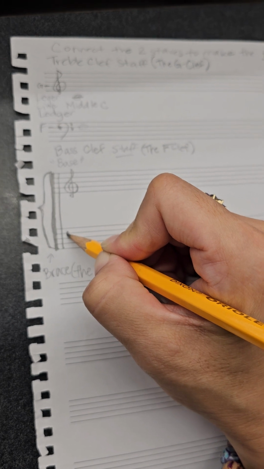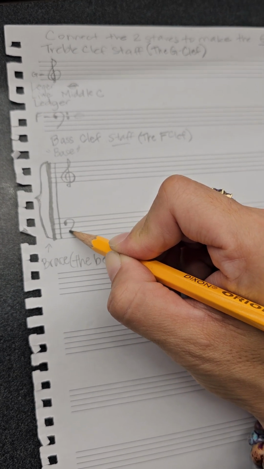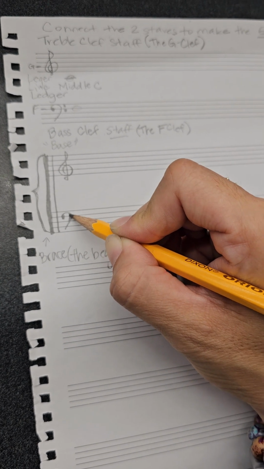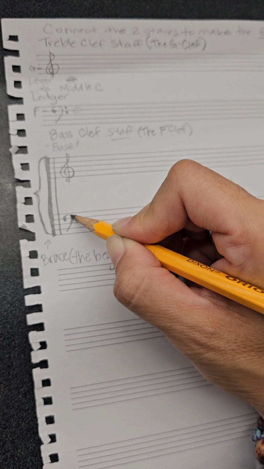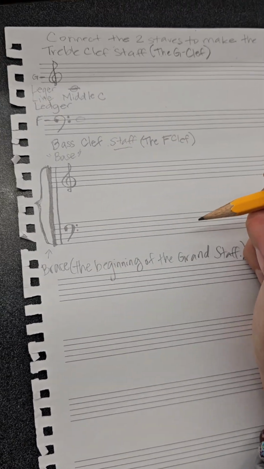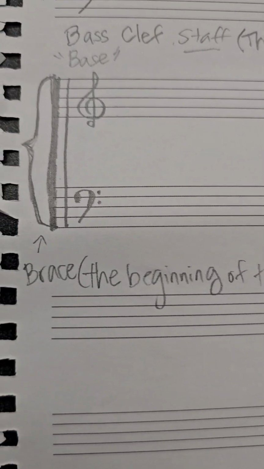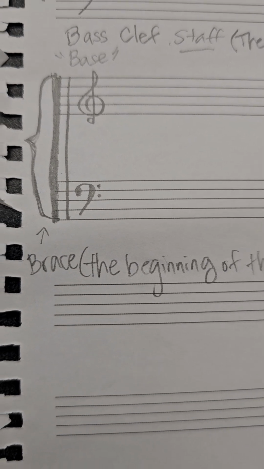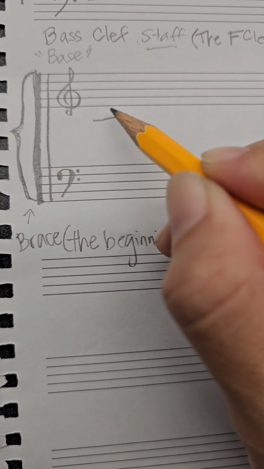Then on the bottom clef of the grand staff, we have the bass clef. See how I drew it like that, and it looks like a sad face on that side with the two eyes there that go around the F line. Okay, and there we go. And then we're going to draw middle C.